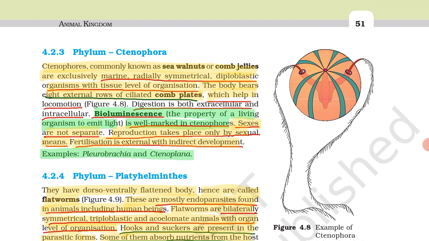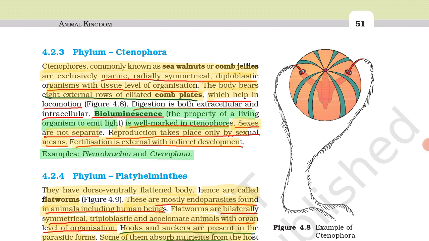So you have to learn by heart in which phylum the fertilization is internal or external, and the development is direct or indirect. Fertilization in Ctenophora is external and development is indirect. The examples are Pleurobrachia and Ctenoplana. Ctenophora are commonly known as sea walnuts and comb jellies.